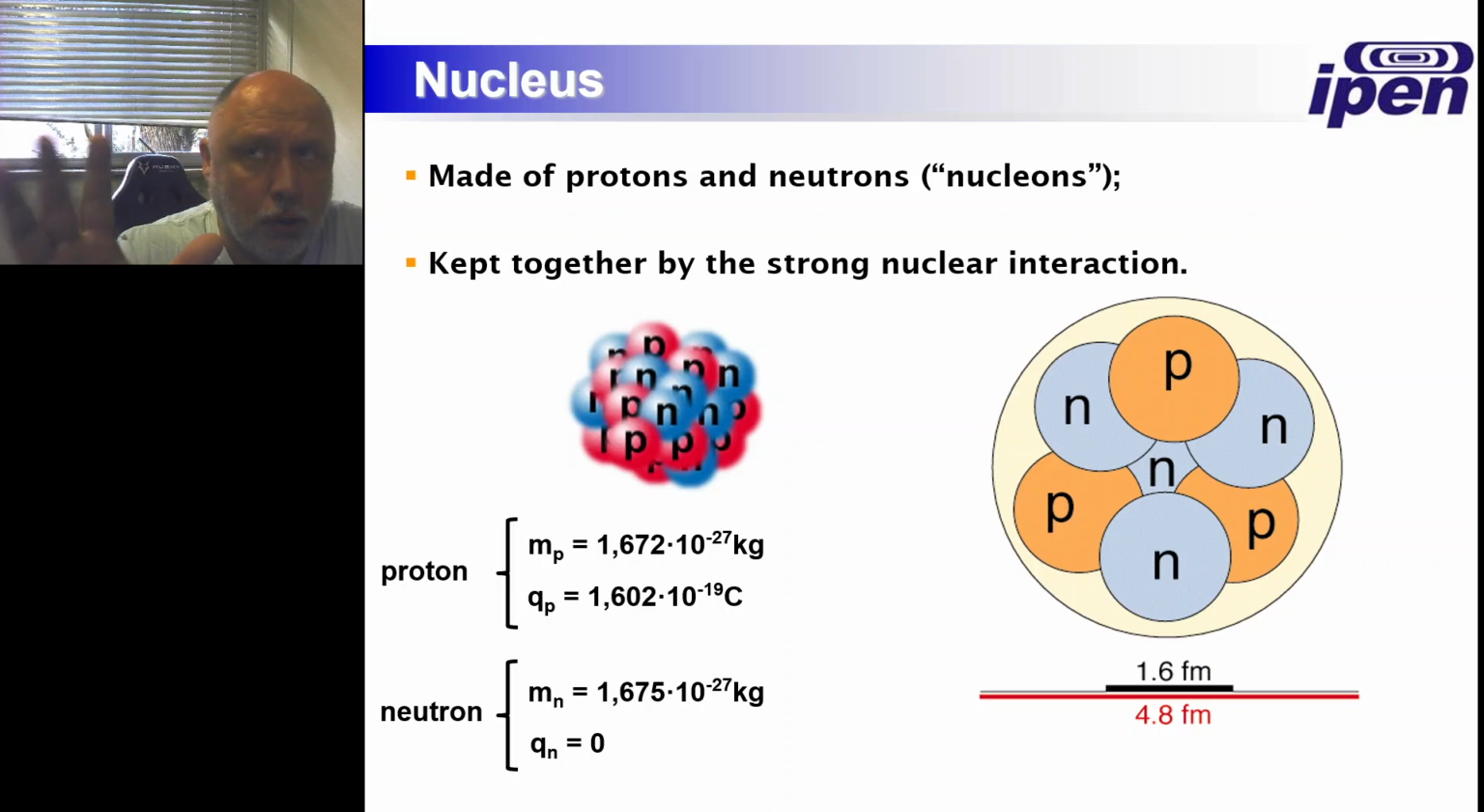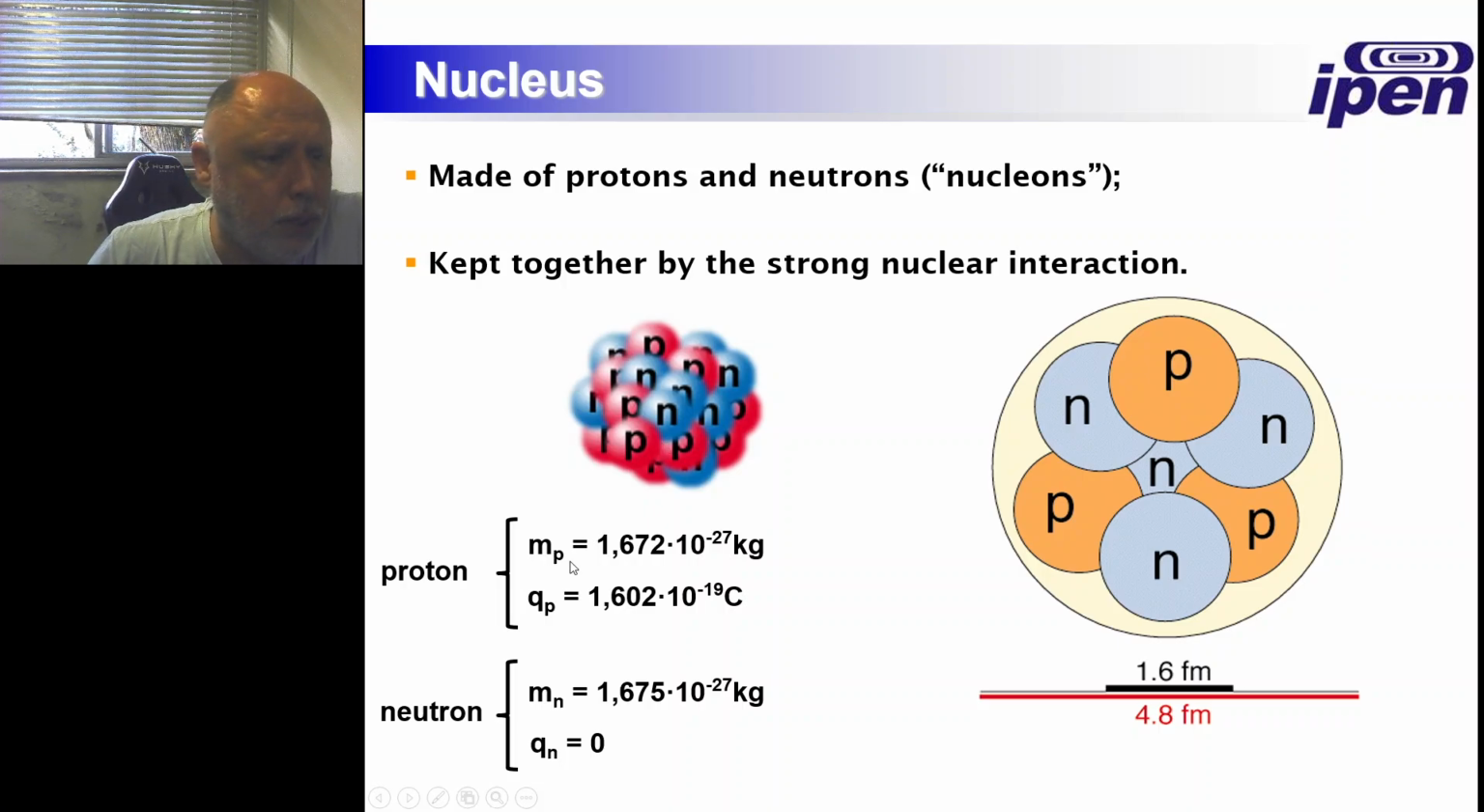We'll talk about this in a minute, but there are four essential forces, and the one that plays a part here in the nucleus is the strong nuclear interaction, which has a very short range and is attractive until a certain point, and then it's repulsive at very, very close range. And so that's it, that's the nucleus.